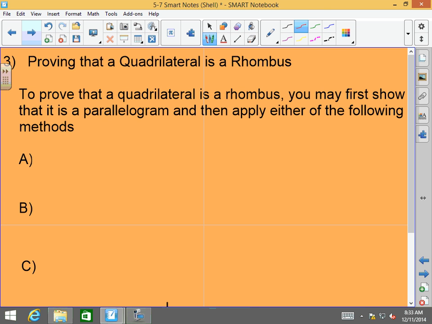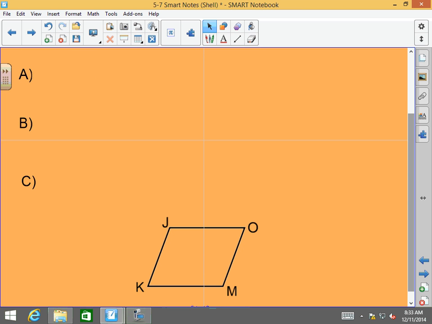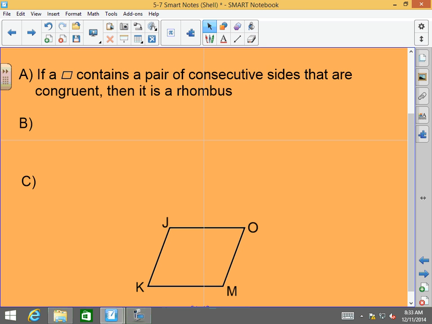Okay. Proving that a quadrilateral is a rhombus. A rhombus is based on a parallelogram. So to prove that a quadrilateral is a rhombus, you must first show that it is a parallelogram, and then apply either of the following methods. Number one, if a parallelogram contains a pair of consecutive sides that are congruent, then it is a rhombus. Let me explain that.